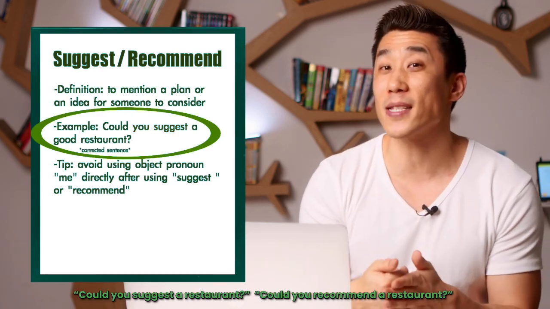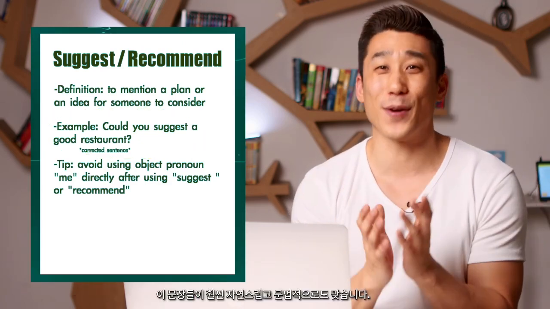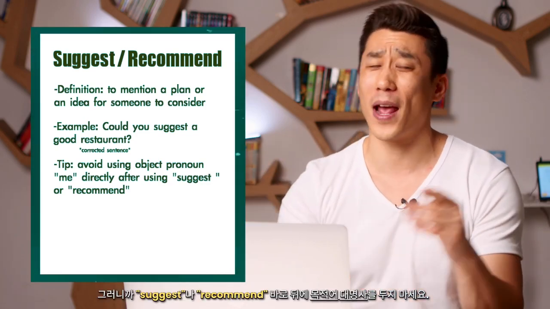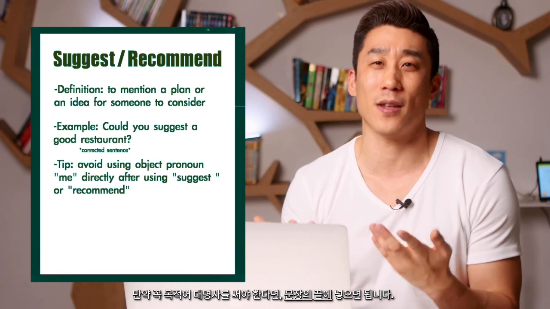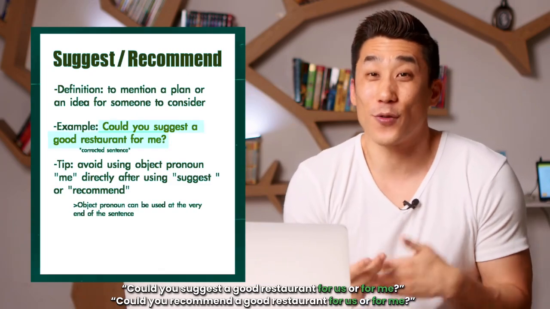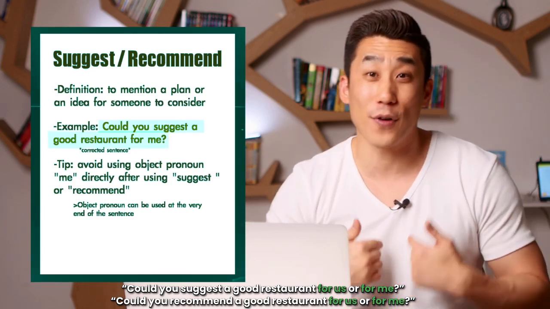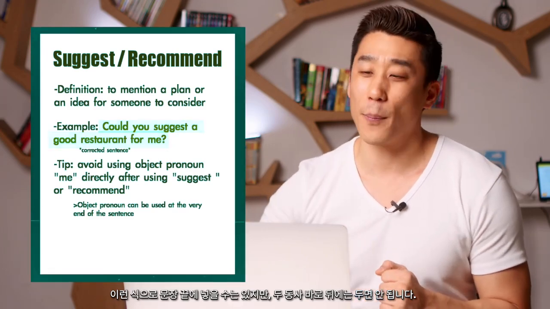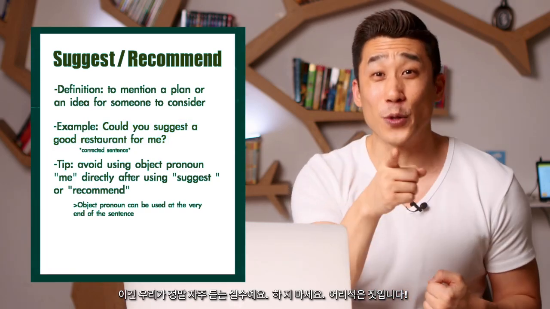Could you suggest a restaurant? Could you recommend a restaurant? These are much better sentences and they're grammatically correct sentences. So guys, don't put the object pronoun right after the words suggest or recommend. If you absolutely must mention the object pronoun, you can do it at the end of the sentence. Could you suggest a good restaurant for us or for me? Something like that. Could you recommend a good restaurant for us or for me? At the end of the sentence is where you could put the object pronoun, but not immediately after these 2 verbs. This is a mistake we hear all too often. Don't do it. Don't be a donkey.